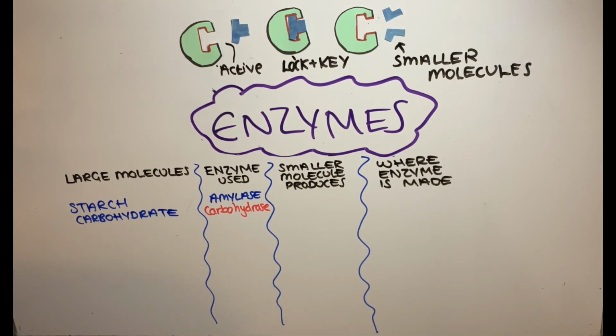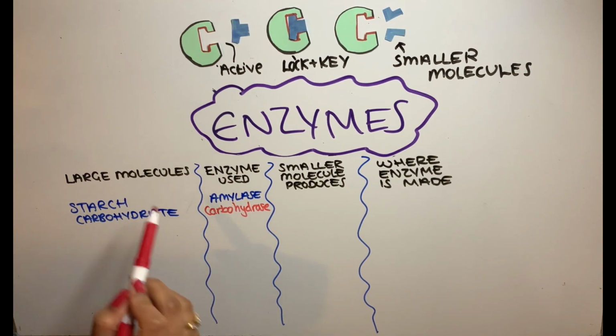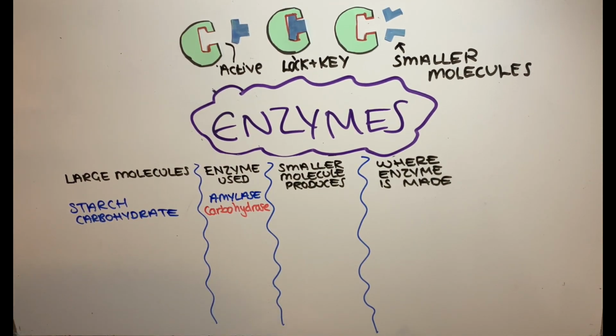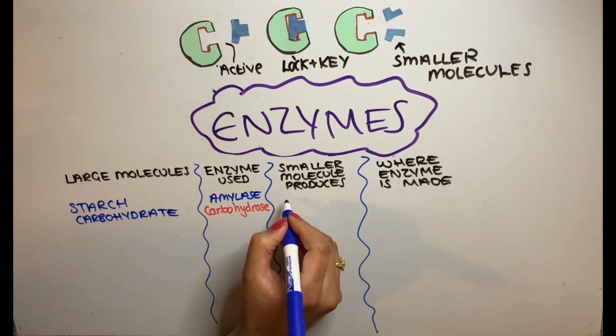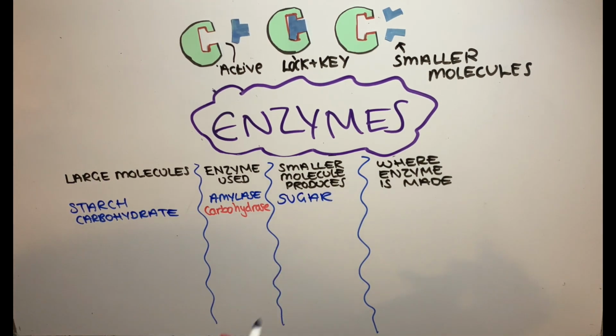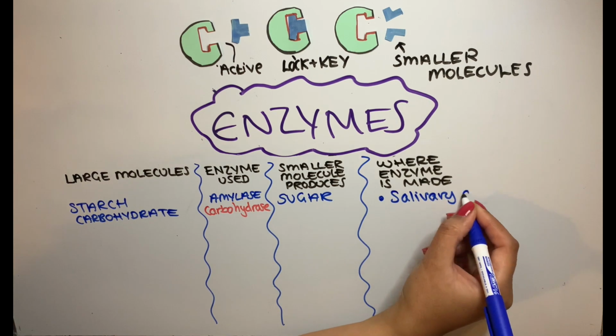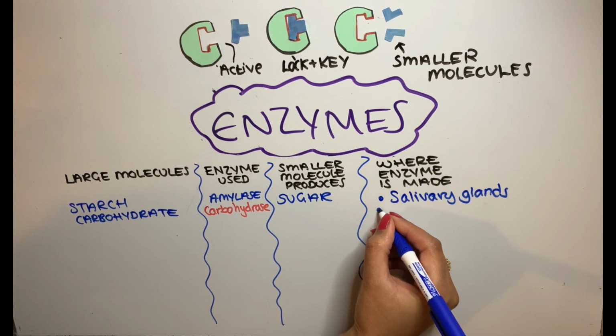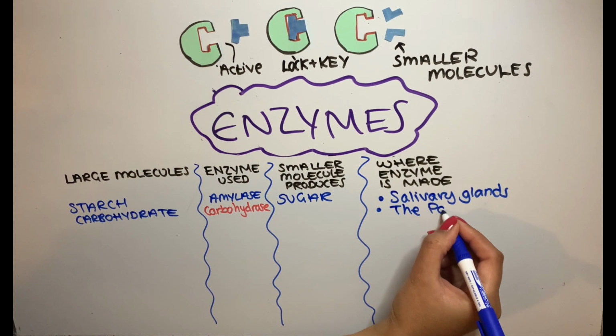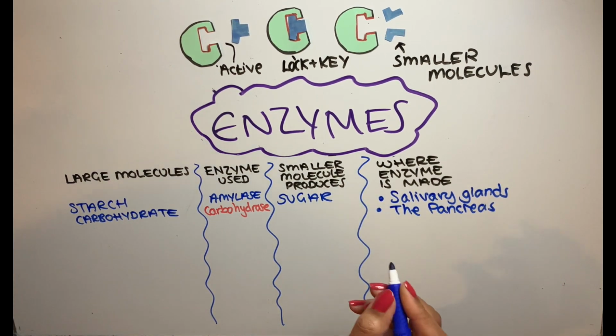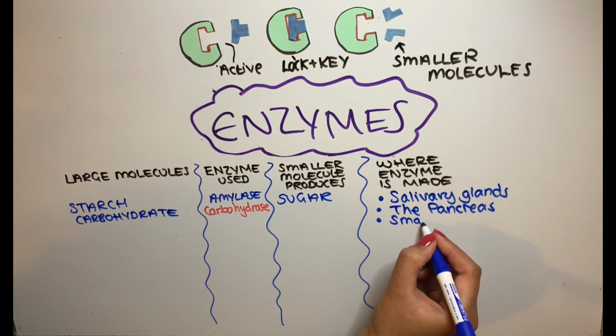Okay, and once the carbohydrase does its work on the starch or the carbohydrate, the smaller molecule that is produced would then be a sugar. For example, it could be something like maltose, or it could be dextrin. And the carbohydrase can be made in the salivary glands. It can be made in the pancreas, and it can be made in the small intestines.